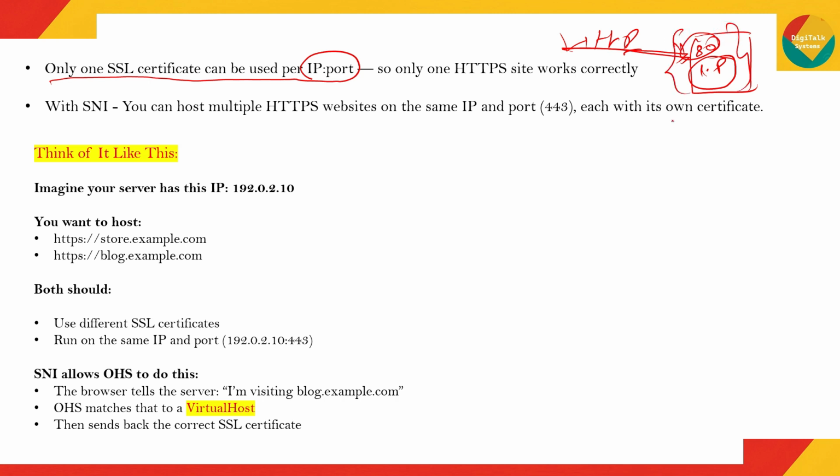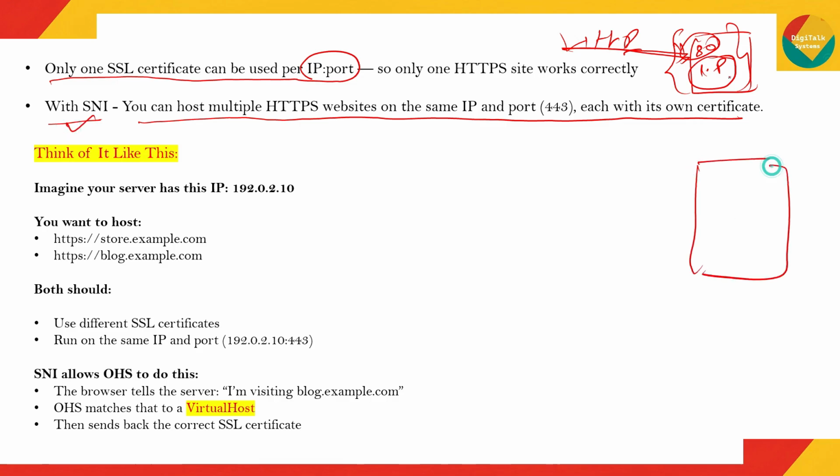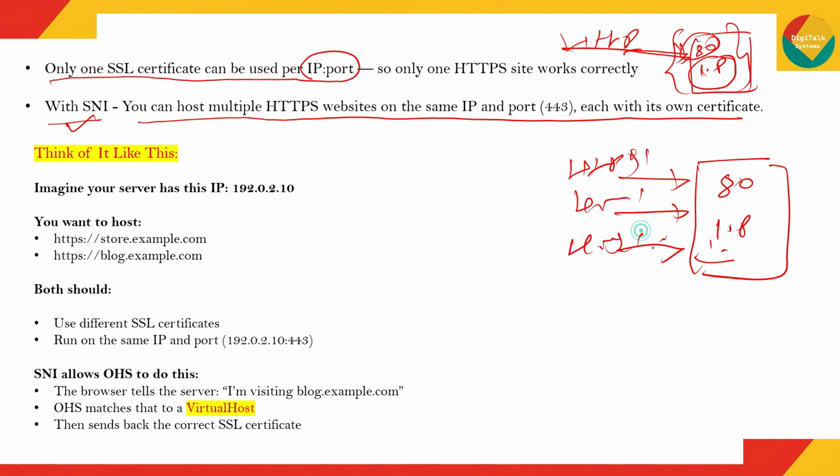This is a dependency, right? So now with SNI, you can host multiple HTTPS websites on the same IP and port, each with its own certificate. So now with SNI enabled, we have this machine, as I said, with port 80 and an IP address. So you can configure multiple HTTPS certificates, not only a single one, with the help of SNI.